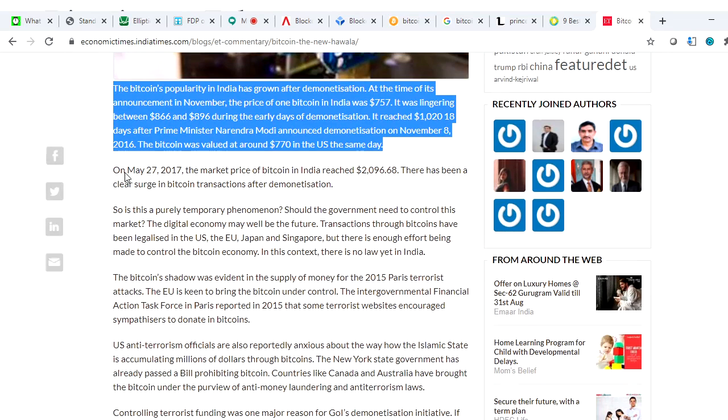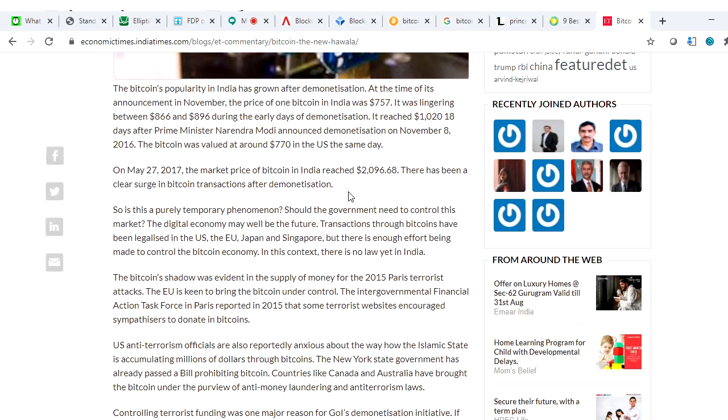And on May 27th, 2017, the market price of Bitcoin reached, this is almost a 300 to 400% hike, $2,096. One Bitcoin is equal to that. There has been a clear surge in Bitcoin transactions after demonetization. See, this is an eye-opening fact for the government.